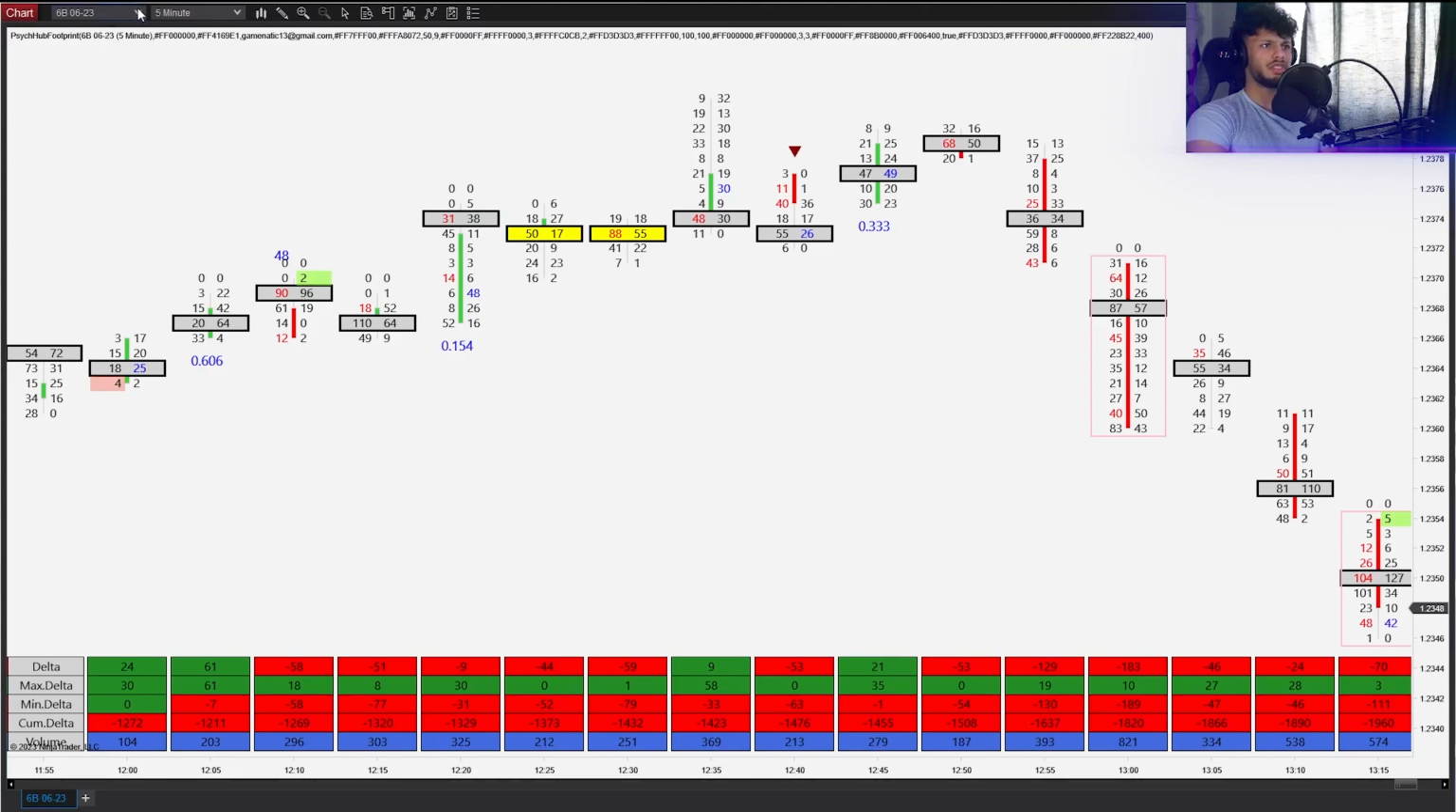Now, if we look to the top, you can see I'm taking a look at 6B. This is basically the GBP future. So this is where we extract our information from. This 6B future. You can go ahead and look at multiple different futures.